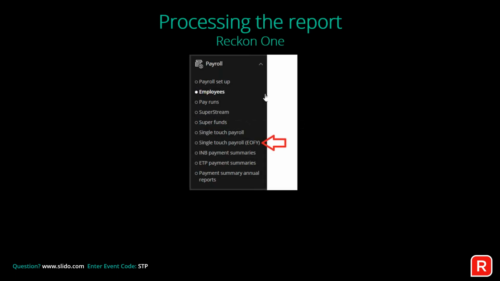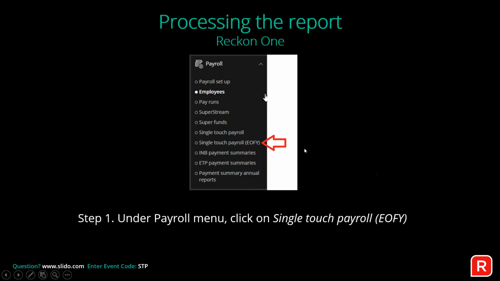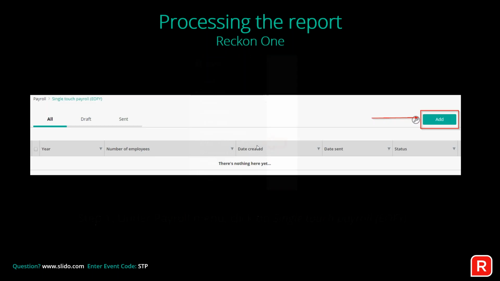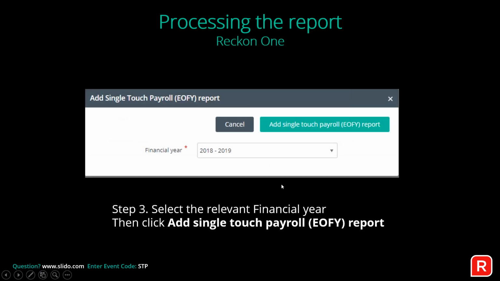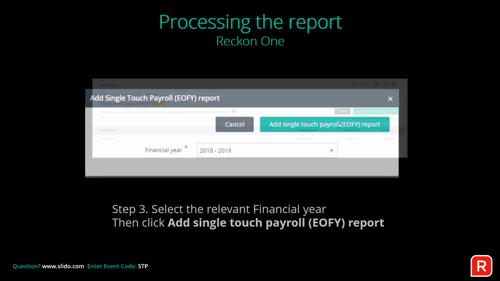To finalize the year for Reckon One, when you're in the payroll menu, under single touch payroll, there's a single touch payroll option, end of financial year. So you click on that. It'll bring up the list of the years that you've included. Obviously, there's none at this stage, so you click on add. And it'll prompt you to select the relevant financial year, and then you add single touch payroll report.